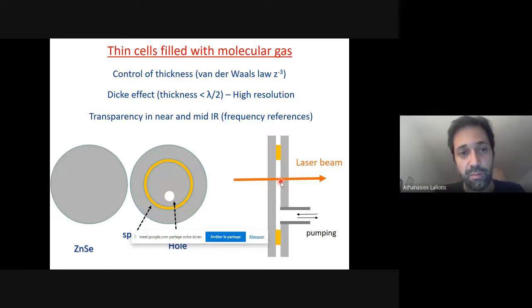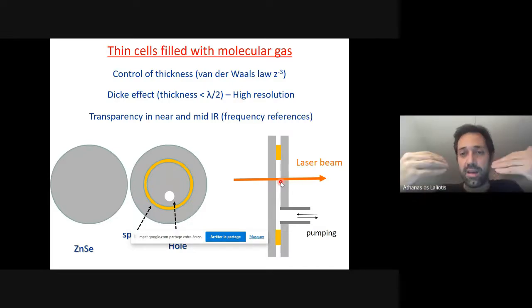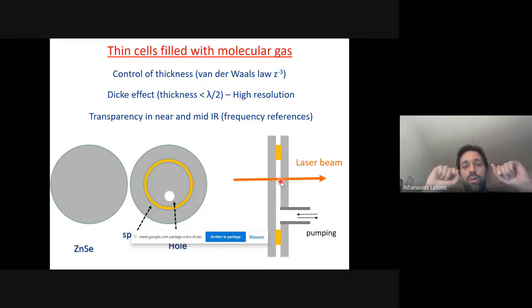But it's also very important because you also have the Dicke effect, which is an effect of confinement. And the Dicke effect allows you to actually have a high resolution signal, like a sub-Doppler signal, if the cell thickness is smaller than lambda over 2. And this, of course, can be very important if you want to fabricate compact frequency references throughout the mid-infrared using molecules as your system.